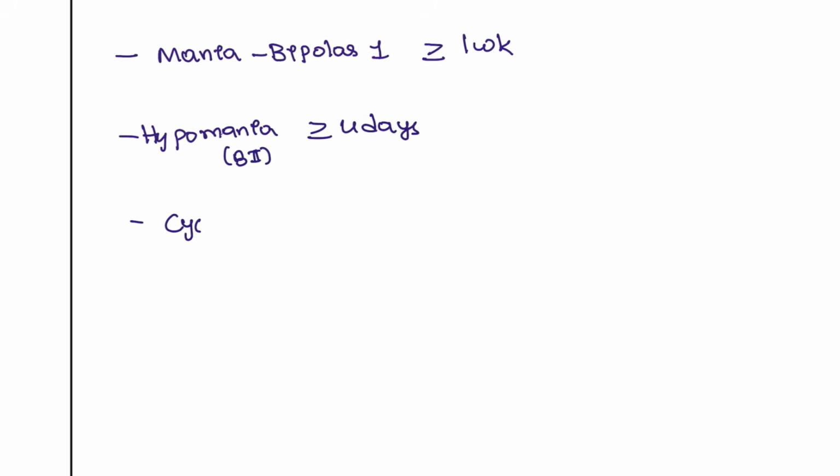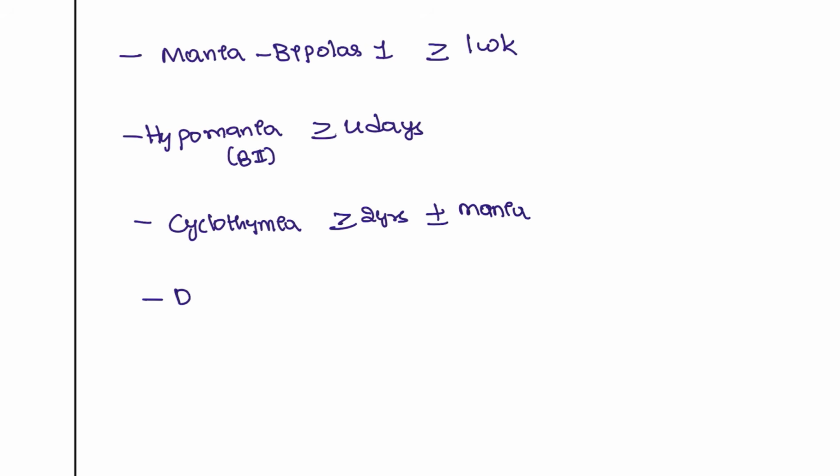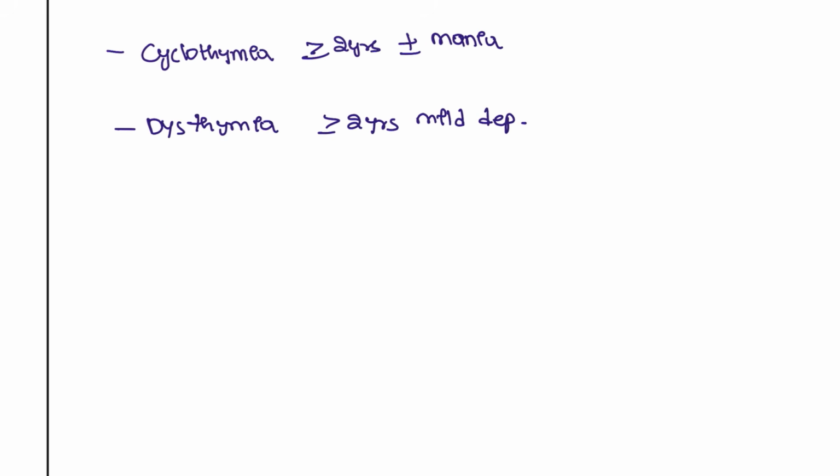And cyclothymia. Cyclothymia is more than 2 years with mania. Dysthymia is more than 2 years of mild depression. Okay, next, double depression. What is double depression? Double depression is when dysthymia is converted to major depressive disorder.